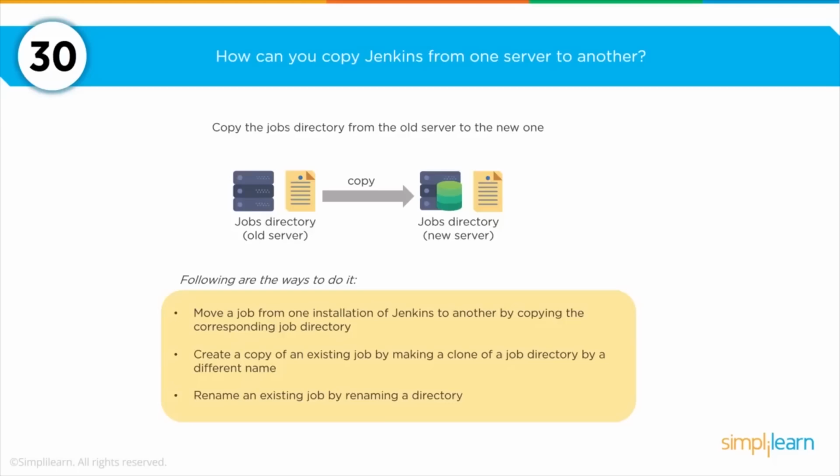The question you'll be asked as well is, how can you copy Jenkins from one server to another? Well, there are 3 ways to do that. One is you can move a job from one installation of Jenkins to another by copying the corresponding job directory. The second would be to create a copy of an existing job directory, making a clone of that job directory but with a different name. And the third is to rename an existing job by renaming a directory.